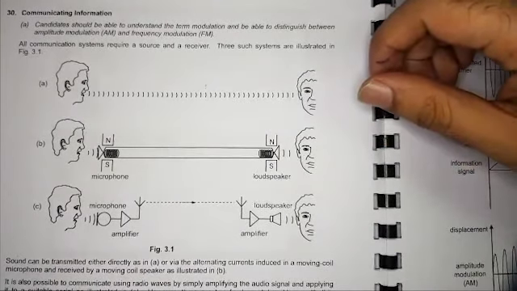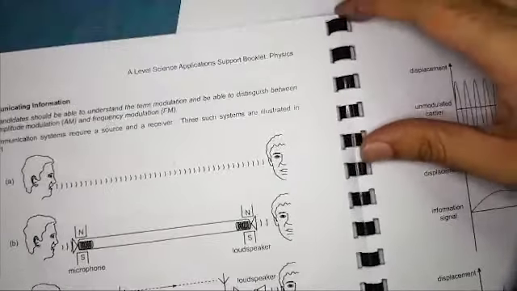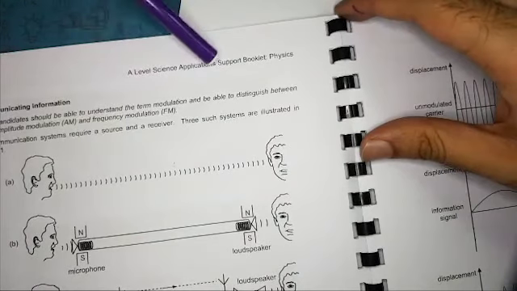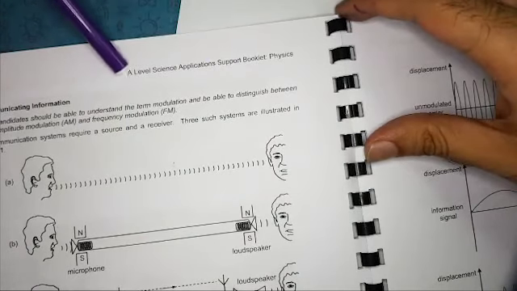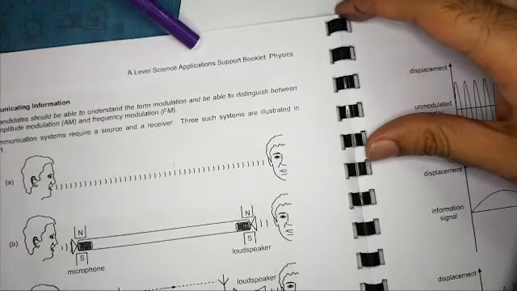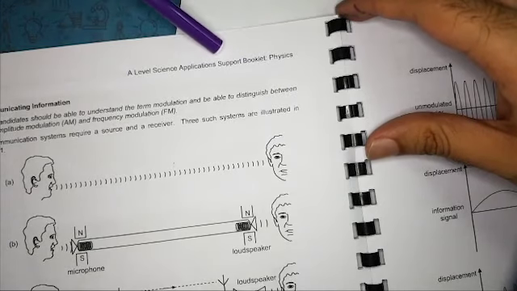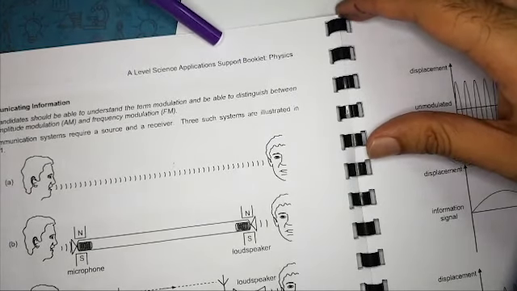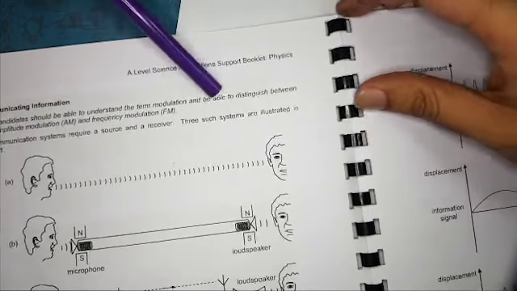Right. So, communication. What I'm going to say first is this is from a specific booklet that you can get online. It's free and it's available: the A-level Science Application Booklet, Physics, for the 9702 syllabus. It's basically written by the Cambridge examiner themselves.